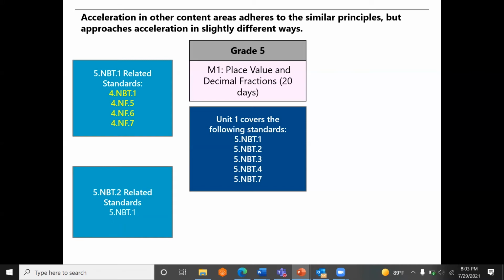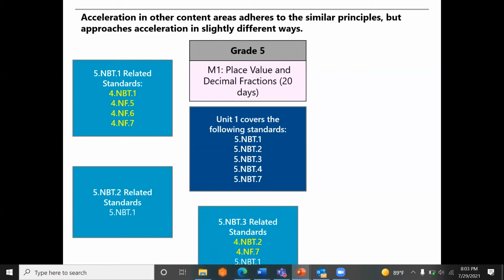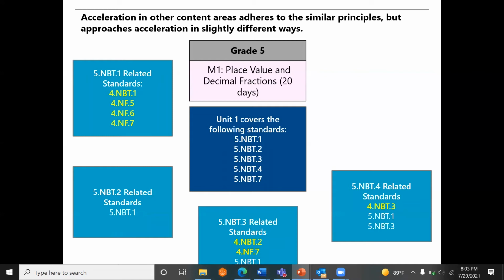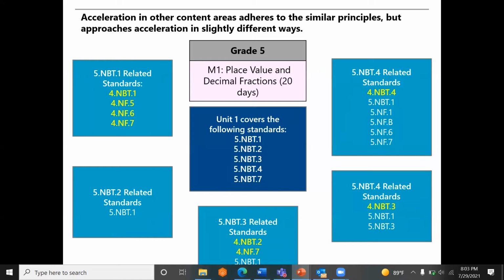For each of these five standards, we'll notice that there are connecting coherence standards from the previous grade. So when we see the things that will be covered in fifth grade, we can clearly see which standards are aligned to the prior grade level standards for fifth grade. Notice that the fifth grade standards are highlighted in white, and the fourth grade standards that connect to these are highlighted in yellow.